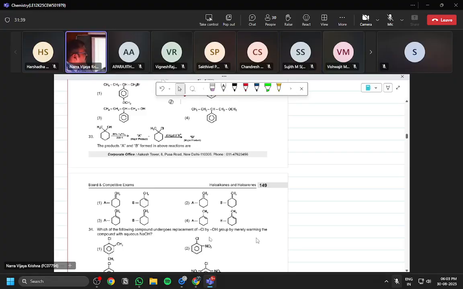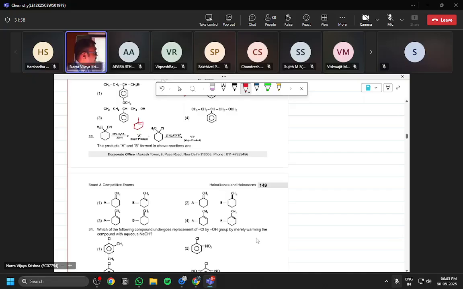20% phosphoric acid followed by heating means elimination. Alcohols in presence of acid on heating undergo dehydration. Reaction will proceed via carbocation mechanism. So you will get carbocation here and you will get the Saytzeff product as major product. So answer should be this.